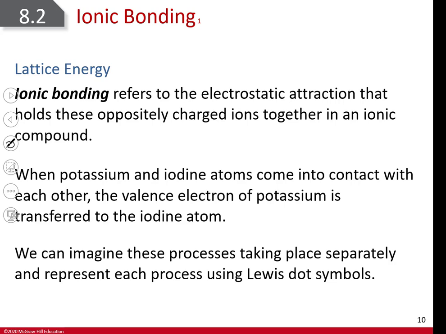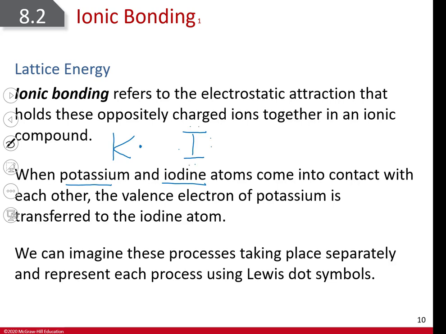So, for example, if I had potassium and iodine, and I were to draw the Lewis dot structure symbols for potassium and iodine, potassium's in group 1, so it has 1 dot. Iodine is in group 7, so it would have 7 dots. 1, 2, 3, 4, 5, 6, 7, like that.